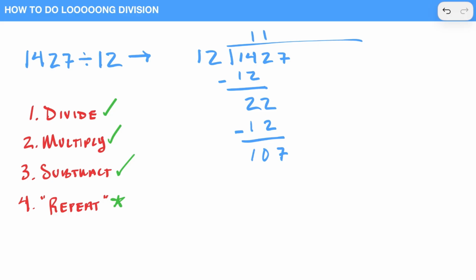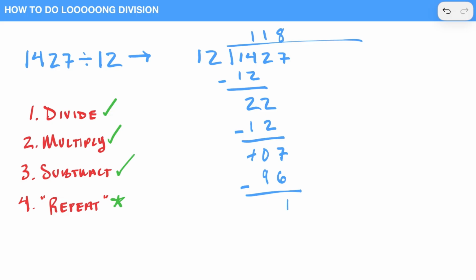How many times does 12 go into 107? You might have to think about this a little bit. Is it 10? No. Is it 9? 9 times 12, that is 108. It's close. So our answer for how many times 12 goes into 107 is 8. So we're going to write that up there. 8 times 12, that's 96. Subtract off the excess.